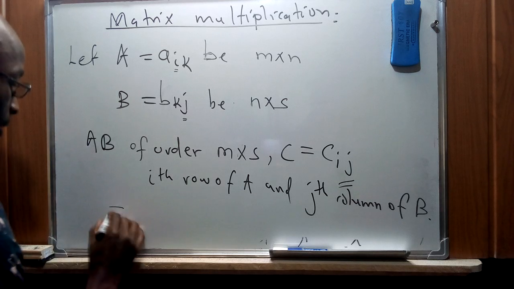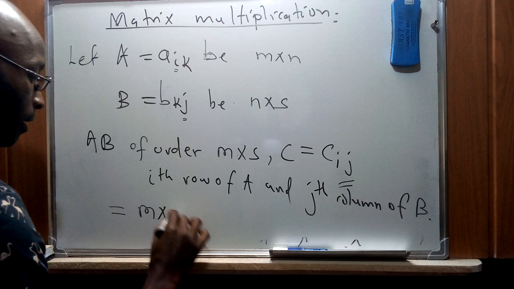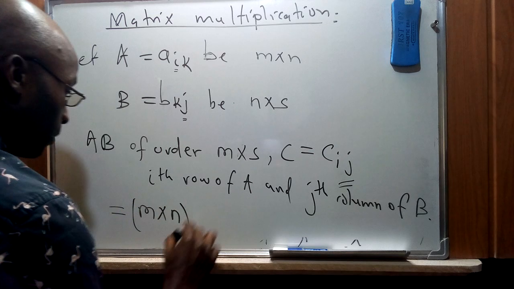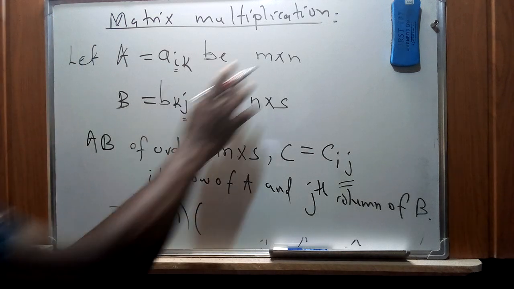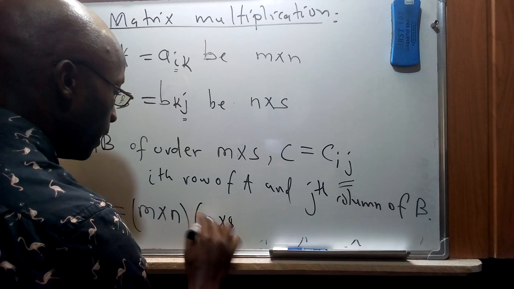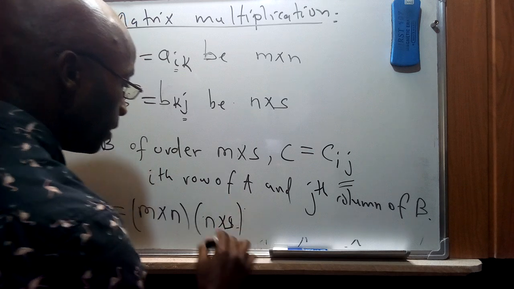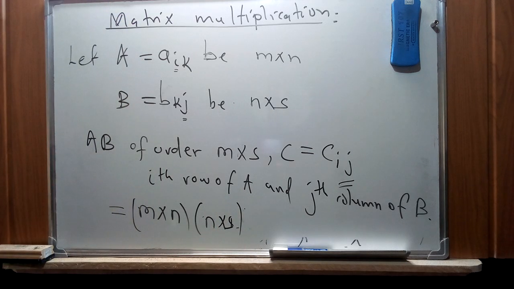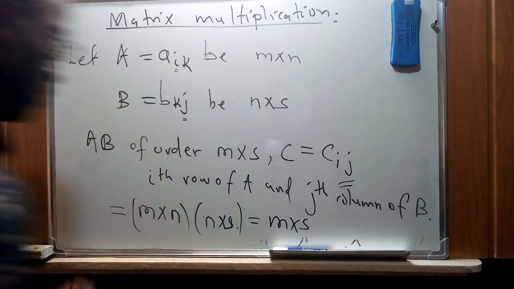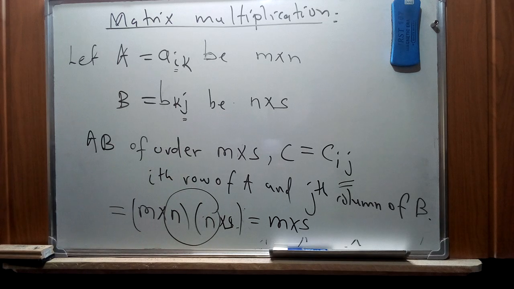So this implies that if I have a matrix of order M by N that I'm multiplying with a matrix of order N by S, then I'm going to have a matrix that is M by S. So basically the N disappears. Maybe we're going to look at the reason why that happens.